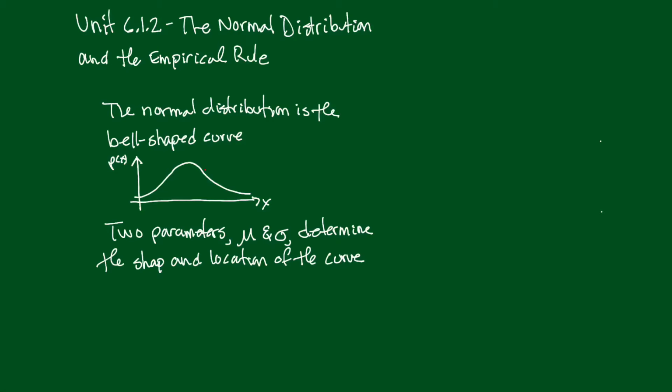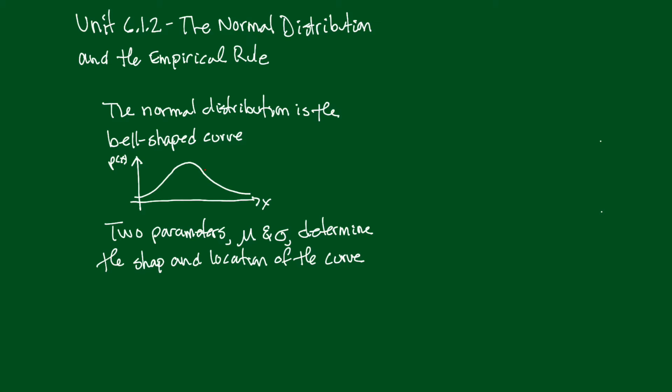In this unit, we're going to take a look at the normal distribution. We're going to look at the shape of the curve and then the empirical rule that deals with the area under the curve. Now, first up, the normal distribution is this bell-shaped curve here. You've probably seen it in many places.